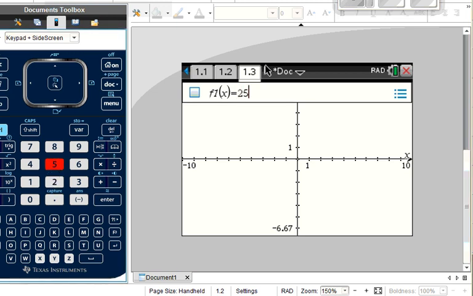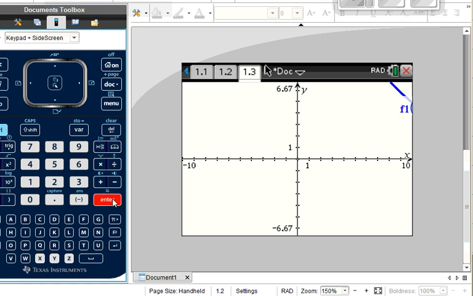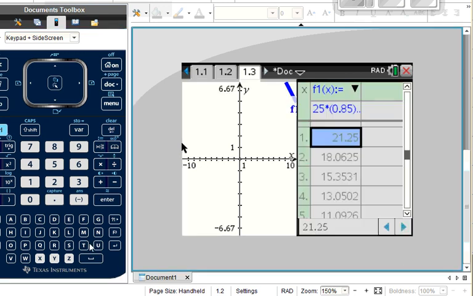All right, so we have 25 in parentheses, 0.85. Your paper says T. In your calculator, you are going to use an X. So 25 times 0.85 to the X. Press enter. Your graph is way up here in the corner. That's okay. Just press Control T.